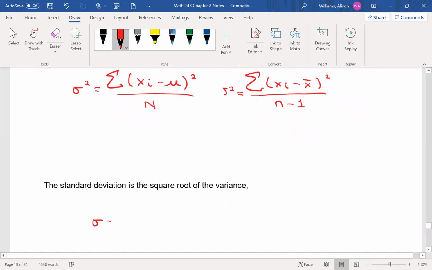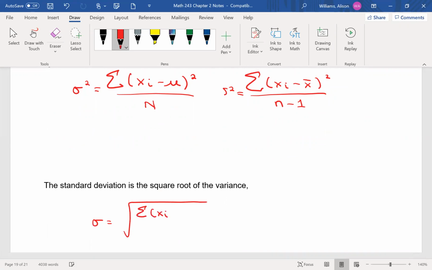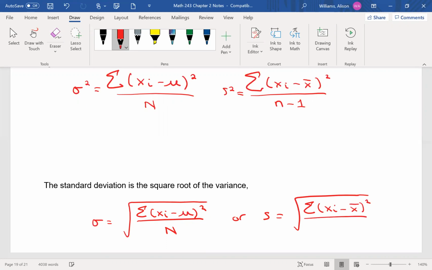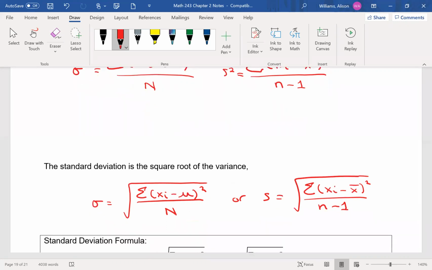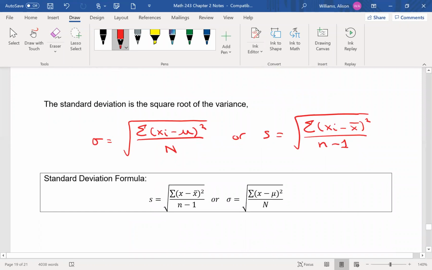So when I actually take the square root of this, I get the sum of x sub i minus mu squared all over capital N for population. For sample, I get the sum of x sub i minus x bar squared divided by n minus 1. And that square root is the standard deviation, which I also went ahead and put in a nice neat box below. All right, so let's find the standard deviation in an example.